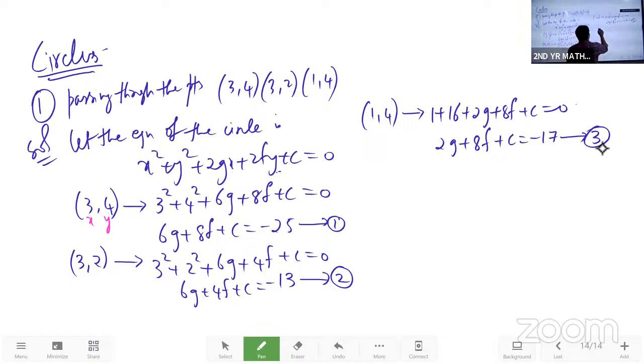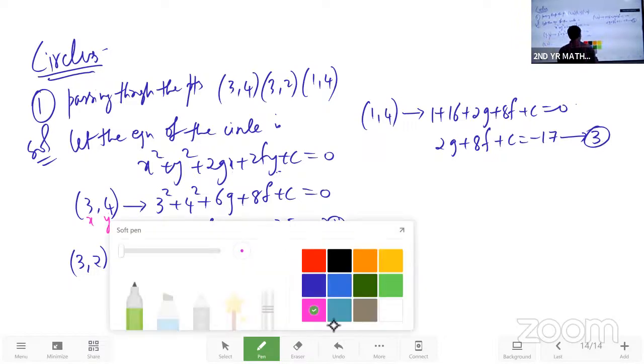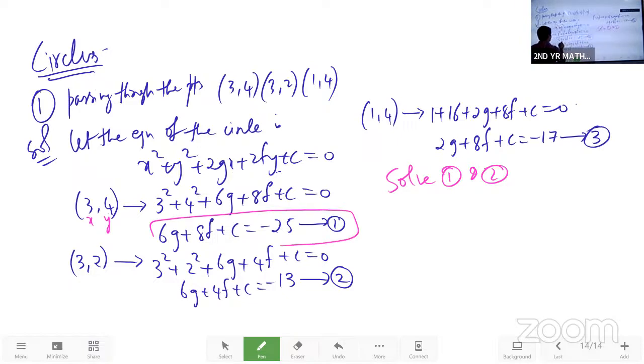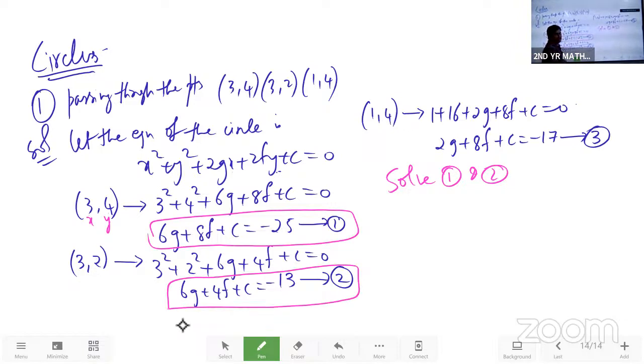Now solve 1 and 2. See, this is your 1. This is your 2. Solve 1 and 2. Now, when you solve 1 and 2, always maintain that c gets cancelled. Is it clear? Always maintain that c gets cancelled. So, what is that? 6g plus 8f plus c equal to minus 25.